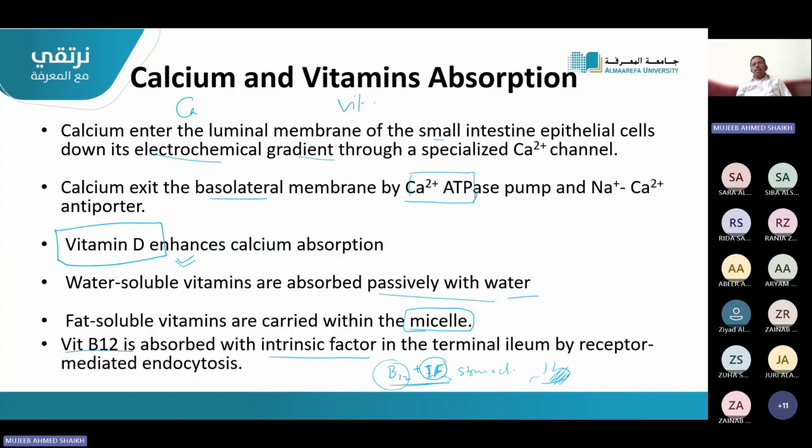So removal of the stomach can lead to vitamin B12 deficiency and anemia, or removal of the terminal ileum, the last part, which is specialized for absorption. Suppose this part is removed, you will have vitamin B12 deficiency because it is not absorbed here. So either removal of the terminal part or removal of the stomach can lead to vitamin B12 deficiency and anemia. Okay.